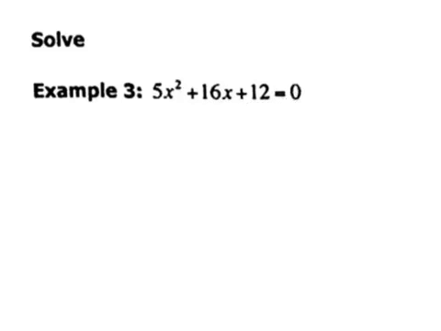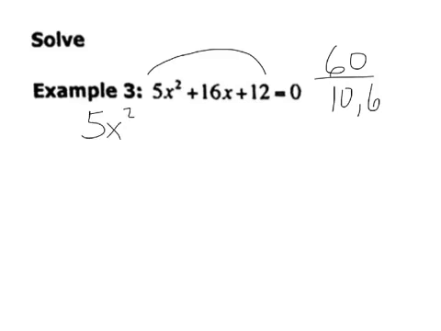So I'm going to multiply a and c, 5 and 12, and I get 60. And I need two numbers that multiply to be 60 and add up to 16. So 10 and 6. Now I'm going to rewrite this: 5x squared plus 10x plus 6x plus 12. Then I factor by grouping.